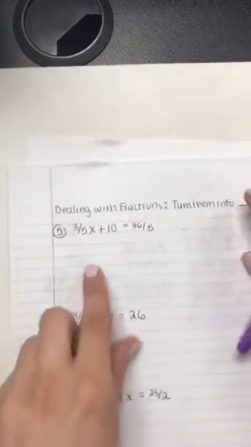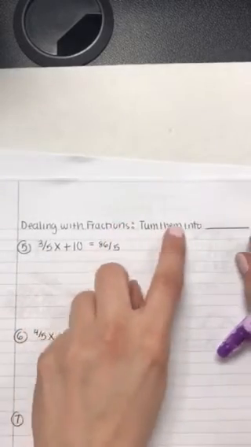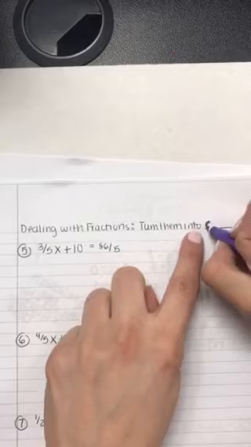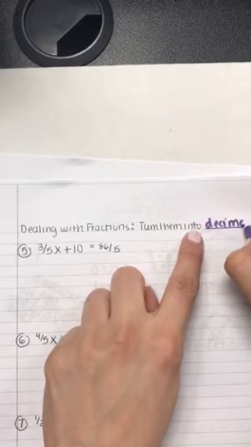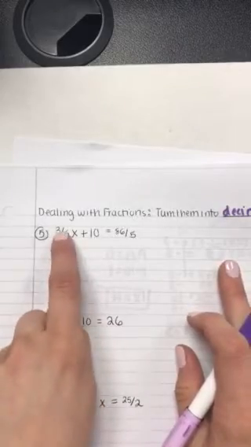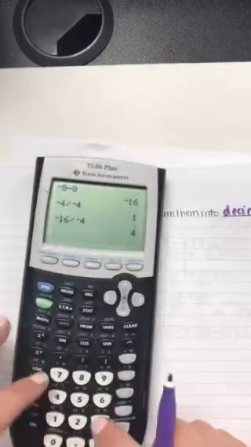Okay, on the back we have dealing with fractions. So tomorrow I do not want you to be scared of fractions. We're just going to turn them into decimals, so write that down. Okay, the way to do that is just type it in your calculator. So it's 3 divided by 5.